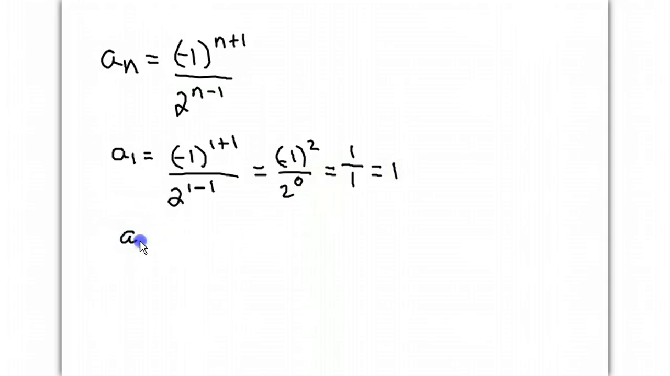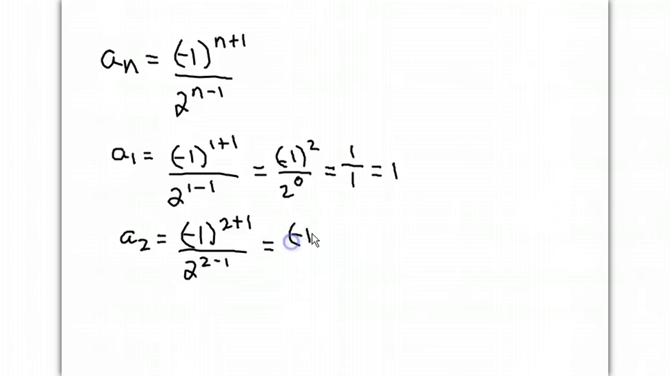Okay, a2. Everywhere you see an n, you replace it with a 2. So you have negative 1 to the power of 2 plus 1 over 2 to the power of 2 minus 1. That's negative 1 to the third power over 2 to the first, because 2 minus 1 is 1. Negative 1 to the third is negative 1 times negative 1 times negative 1, which will essentially be negative 1. 2 to the first is 2, so this becomes negative 1 over 2, or negative 1 half.